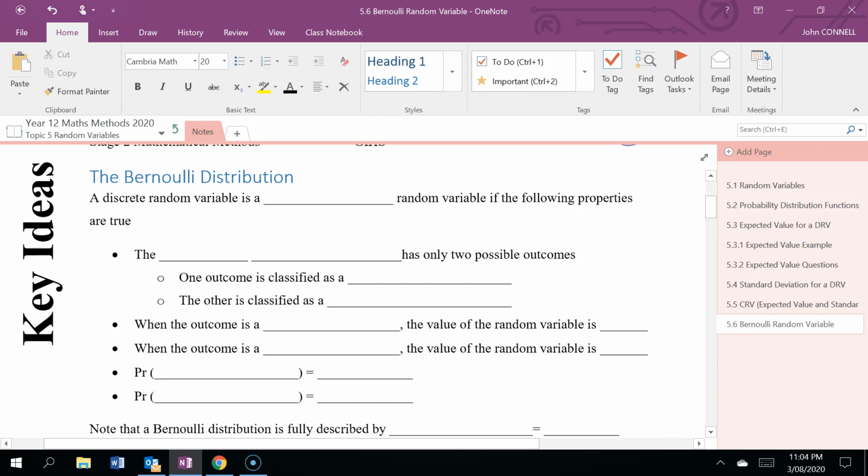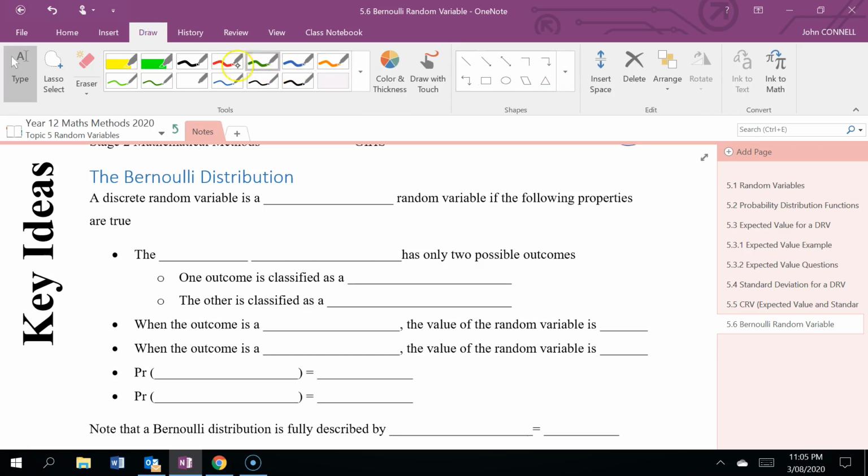In our look at random variables, we're now going to look at a particular type of random variable. This first type is a discrete random variable called a Bernoulli random variable. A discrete random variable is a Bernoulli random variable if the following properties are true.